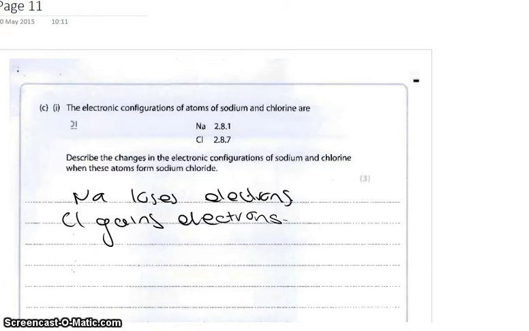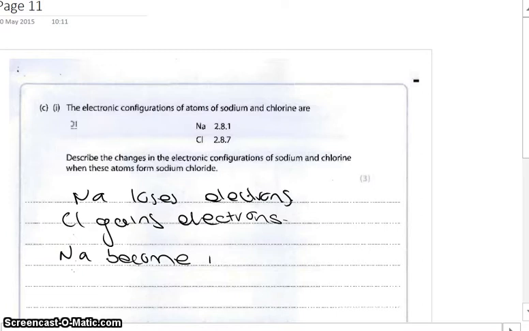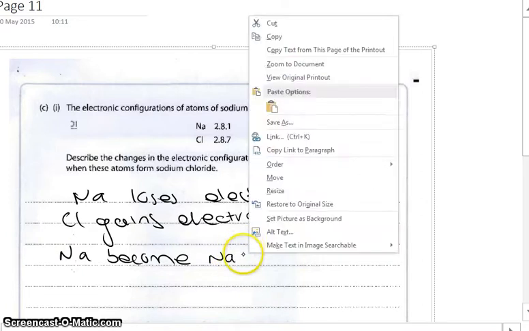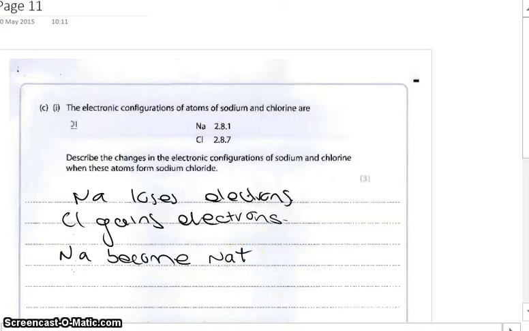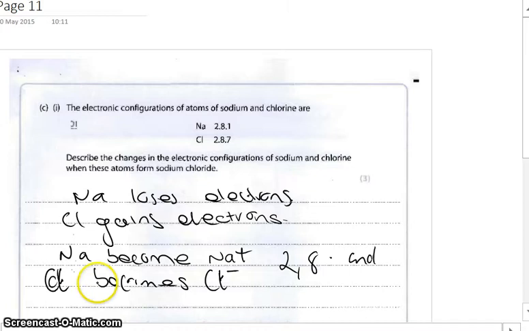So the electron arrangement of sodium, so sodium becomes sodium plus, and that is 2,8, and chlorine. That's sodium there. We should make sure that that is in fact a superscript and not on the same side. So just put that plus sign up there.